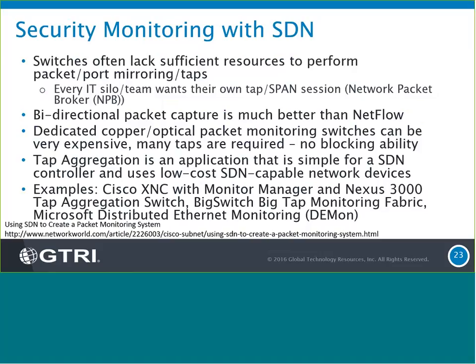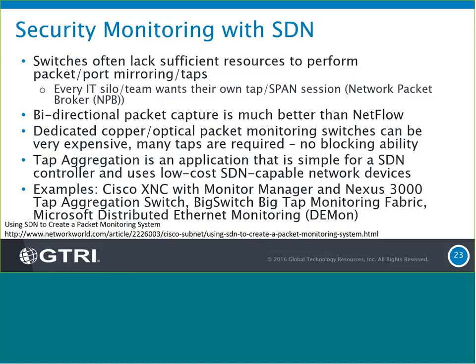We want to be able to see bidirectional traffic. That's much better than aggregated NetFlow traffic. So some of these taps can be expensive. And so maybe we could use the SDN switches that are already in our infrastructure that use commodity ASICs and are very low cost, but then use an SDN control function to manage them.